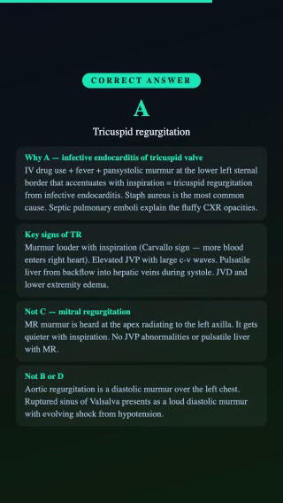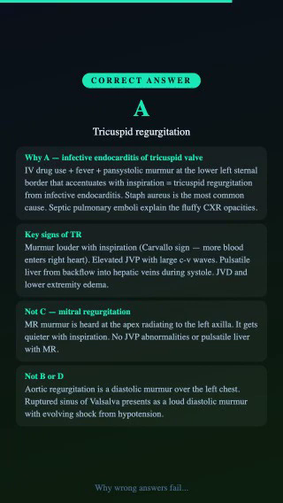Mitral regurgitation is heard at the apex radiating to the left axilla and gets quieter with inspiration. Opposite of this murmur, it does not cause jugular venous pulsation abnormalities or a pulsatile liver. Aortic regurgitation is a diastolic murmur over the left chest. A ruptured sinus of Valsalva aneurysm presents as a loud diastolic murmur with hypotension and evolving shock.